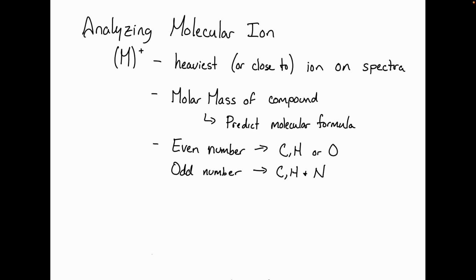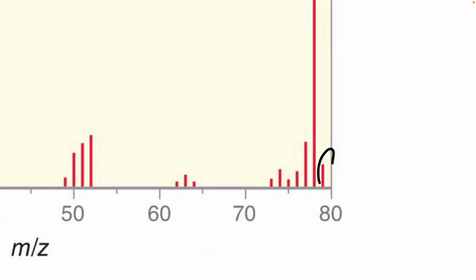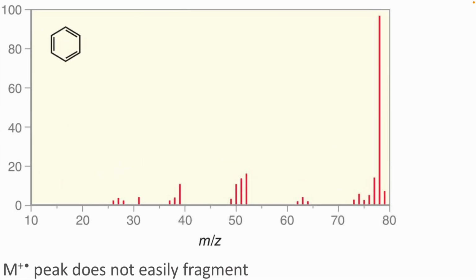Now, absolutely, everybody's right to point out this little guy right here. The big one is my molecular ion. This thing right here is what we call the M+1 ion. So where does that come from? Why do I have this M+1 peak here?